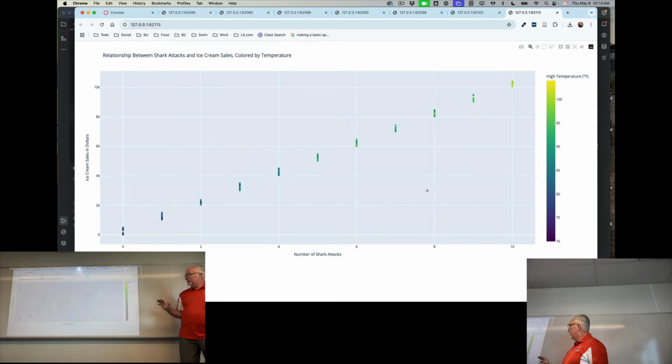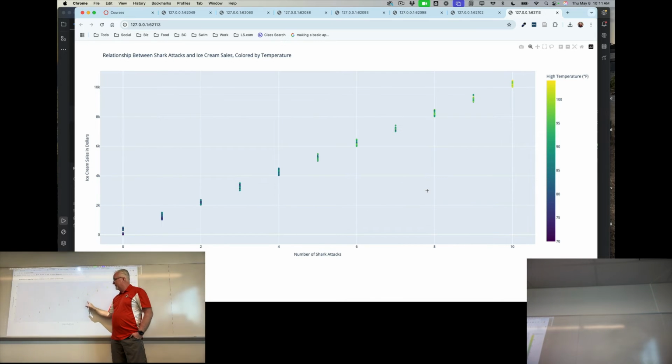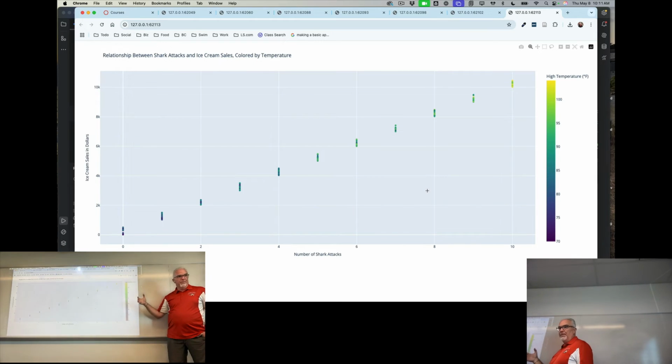The other things you can do with all of these charts is literally customize everything. I could change these to a different symbol. I could make them bigger. I could put individual data labels next to them that are always visible. I could make this bigger. I can change the size of this chart.